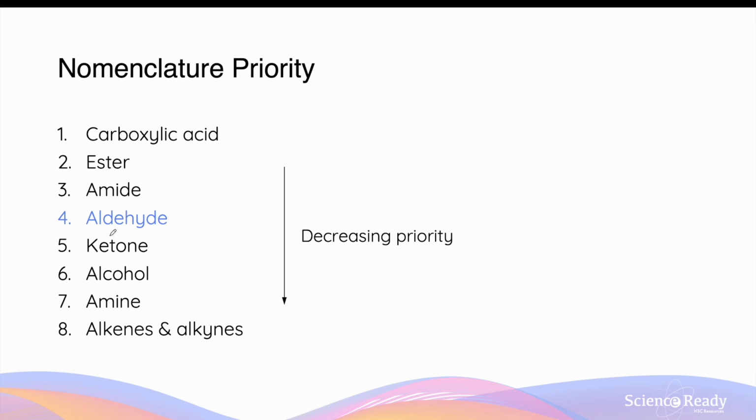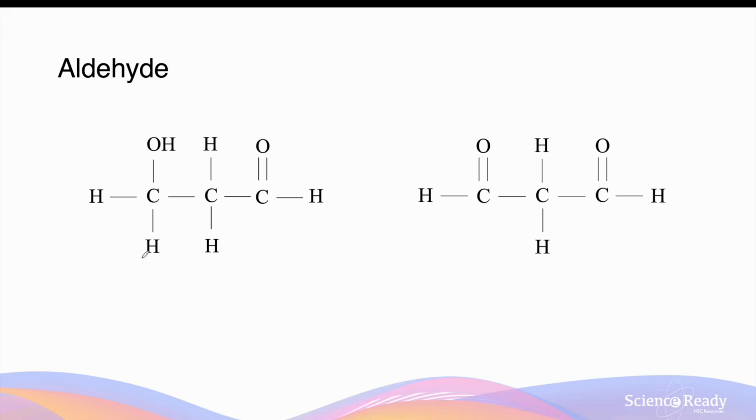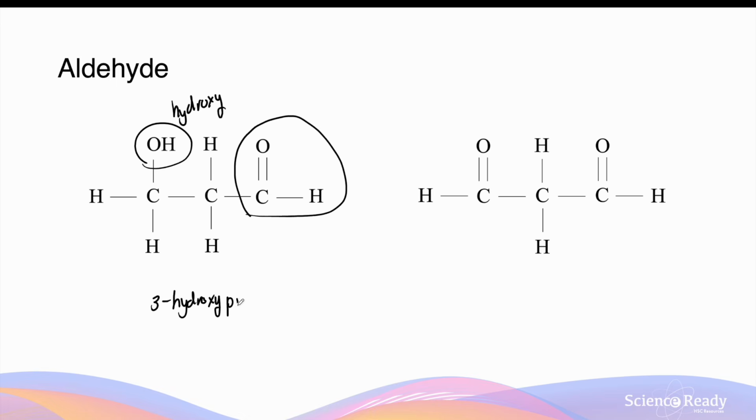Aldehydes have higher priority than ketones, alcohols, amines, and alkenes and alkynes, but lower priority than carboxylic acids, esters, and amides. In a molecule containing an alcohol and aldehyde, the suffix will be given to the higher priority aldehyde group, and therefore the alcohol will be named using its prefix, which is called hydroxy. Therefore, the name of this molecule is 3-hydroxypropanal. In a molecule containing 2 aldehyde functional groups, we can denote this by writing propane-dial. The letters di denote the presence of 2 aldehyde functional groups.